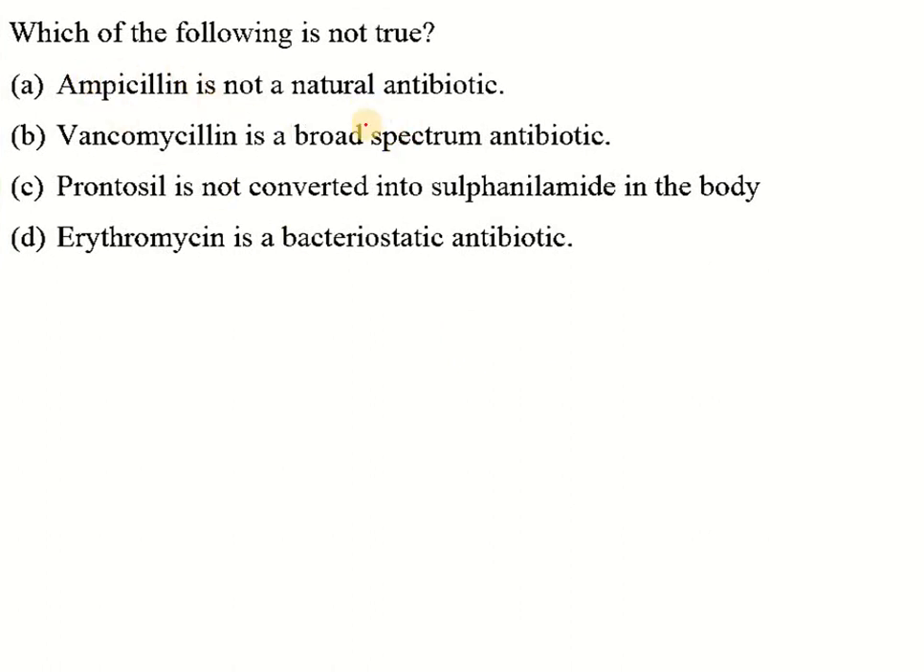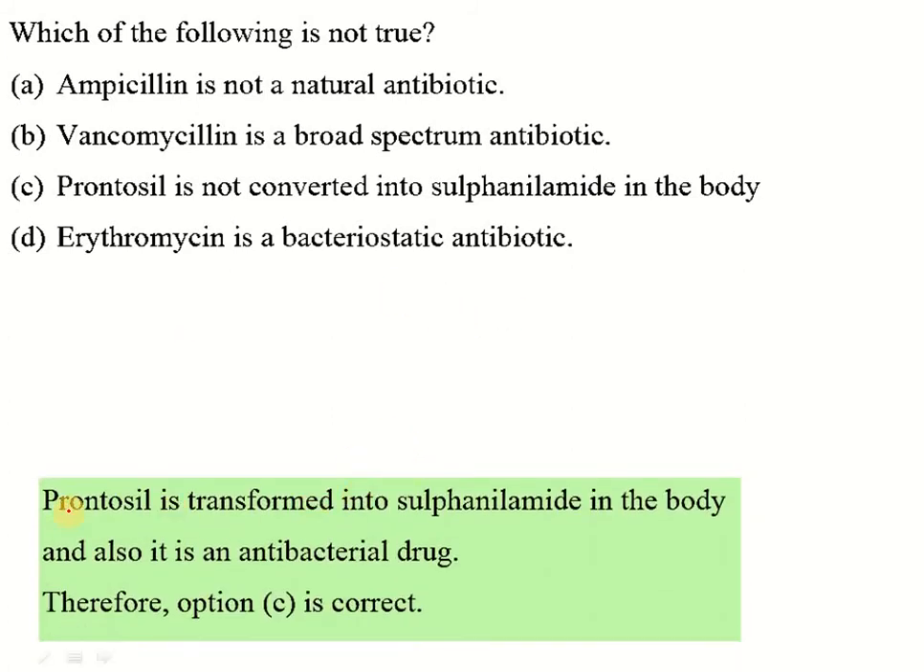Which of the following is not true? Ampicillin is not a natural antibiotic. Vancomycin is a broad spectrum antibiotic. Prontosil is not converted into sulfanilamide in the body. Erythromycin is a bacteriostatic antibiotic. To know all these things, we have to collect the information. Prontosil is transformed into sulfanilamide in the body, and also it is an antibacterial drug. So option C is the right answer for this one.